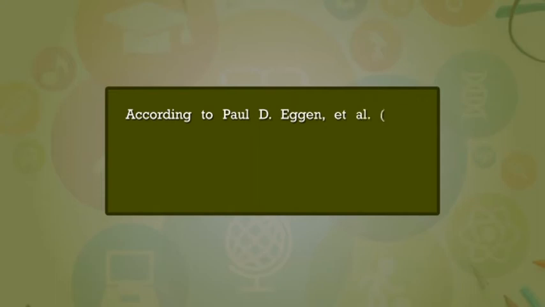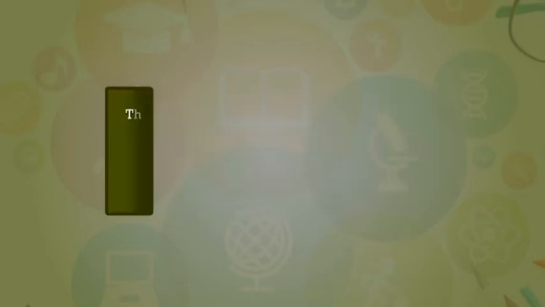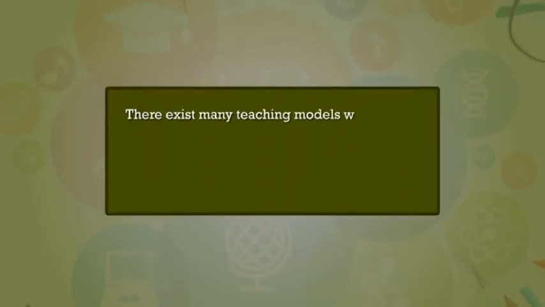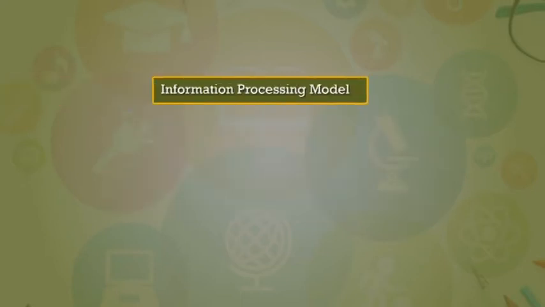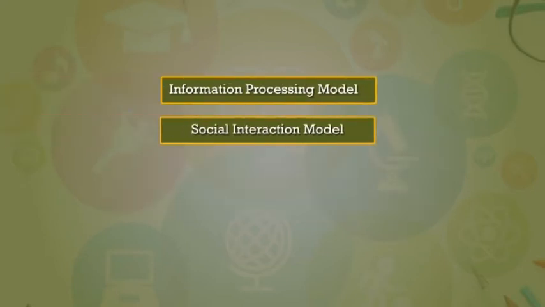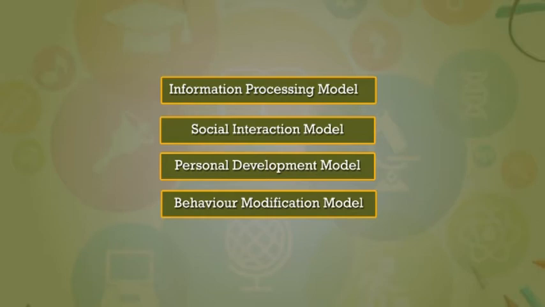A model of teaching is a description of a learning environment. According to Paul D. Egan and others, 1979, teaching models are the prescriptive teaching strategies designed to accomplish particular instructional goals. There exist many teaching models where Joyce and Weil group the models on the basis of specific educational goals and means into four families. They are information processing model, social interaction model, personal development model, and behavior modification model.